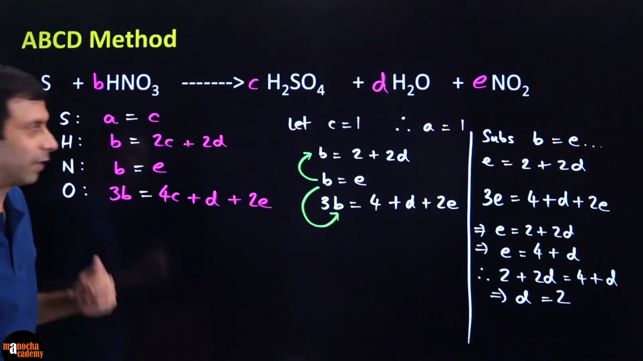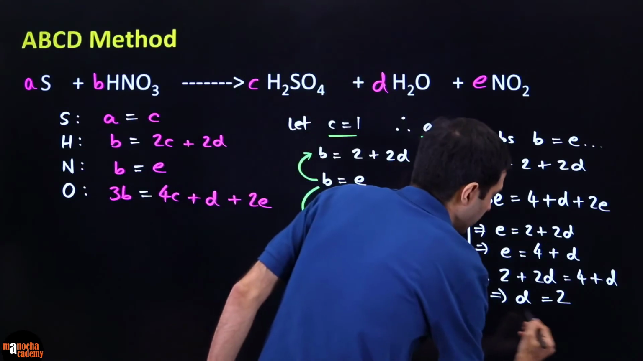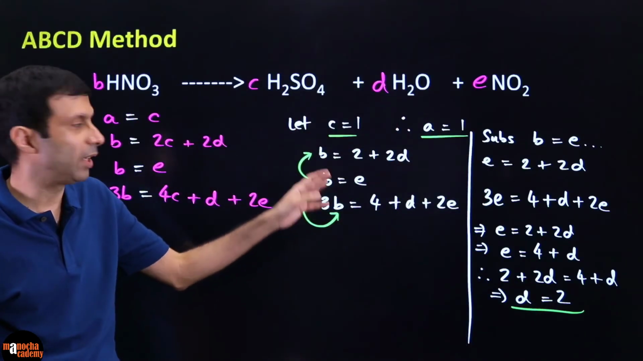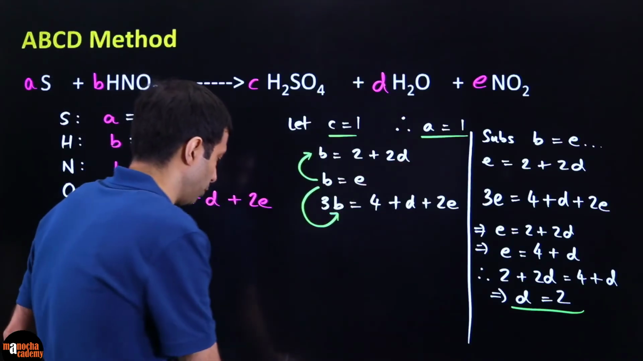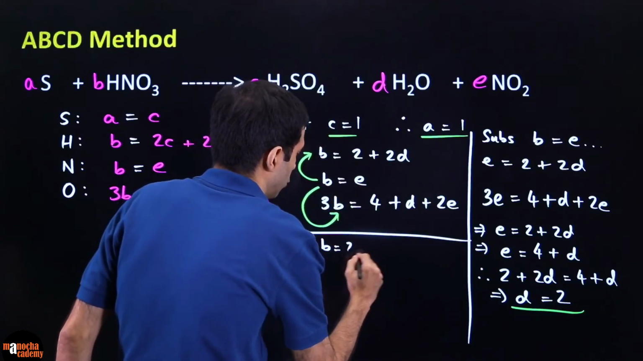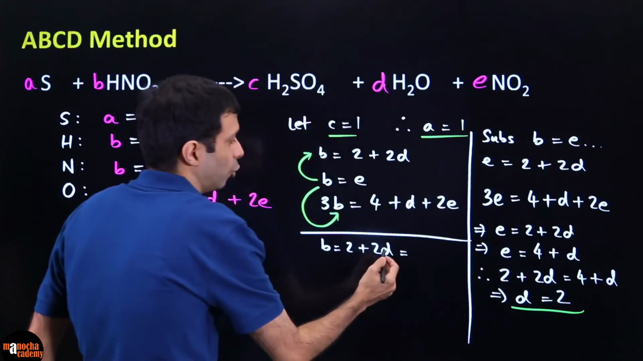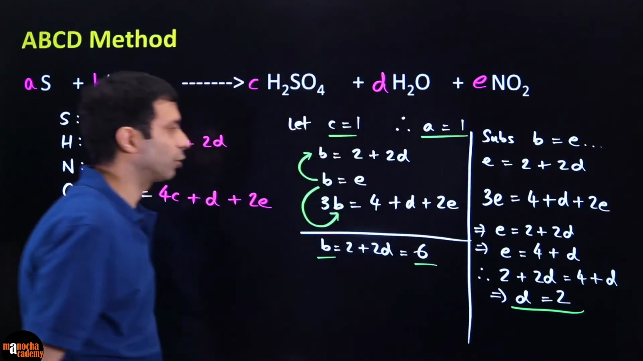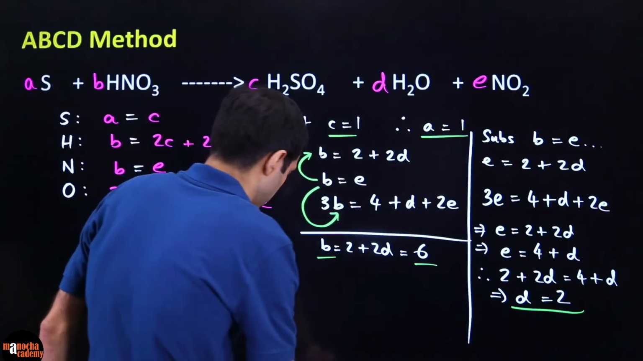So can you guys see? We have solved. Till now, what have we solved? C is 1, A is 1 and D is 2. Done. Now go and substitute this D into the other equations and you can solve them. B is 2 plus 2D, so we are substituting it here. Continuing, B equals 2 plus 2 times 2, which is 4, so B is 6. B is also done for us, and since B is equal to E, therefore E is also 6.